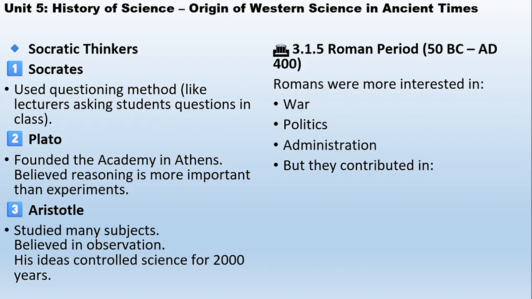Then another one is Plato. Plato founded the Academy in Athens and believed reasoning is more important than experiment. So that was Plato's belief. He believed that reasoning is more important than experiments, and it's better for you to reason and give critical thinking than to experiment.